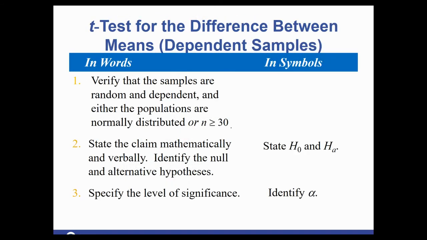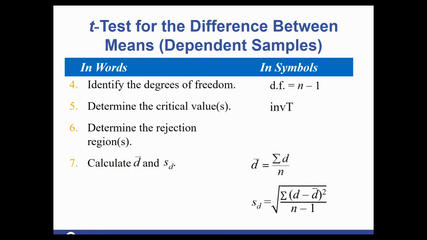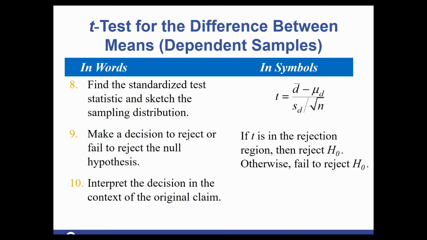So we're going to check conditions, write our hypotheses, and note our level of significance. Then we can use our inverse t to find our critical value. We're going to sketch it. You're going to have to calculate the mean and standard deviation, then the test statistic, to compare to our sketch to see if we're in the rejection region or not, and write our conclusion.